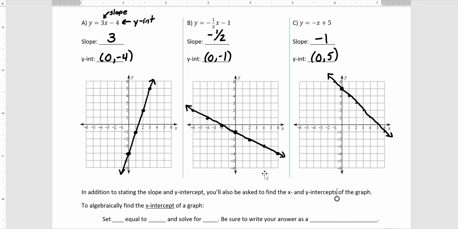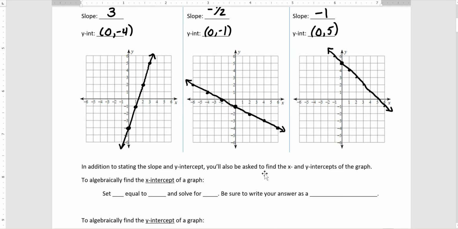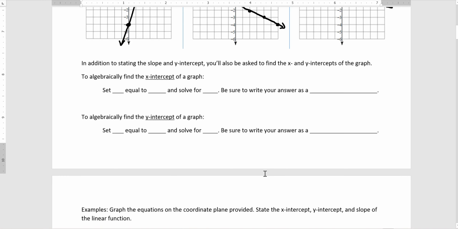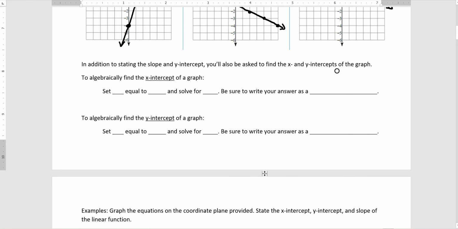In addition to just graphing lines, there's a little bit more that we need to do, and that's find the x- and y-intercepts of the graph. To algebraically find the x-intercept of the graph, all we do is set y equal to 0 and solve for x, and of course be sure to write our answer as a coordinate pair. That'll be our x-intercept. Now for our y-intercept, we set x equal to 0 and solve for y, again writing our answer as a coordinate pair.